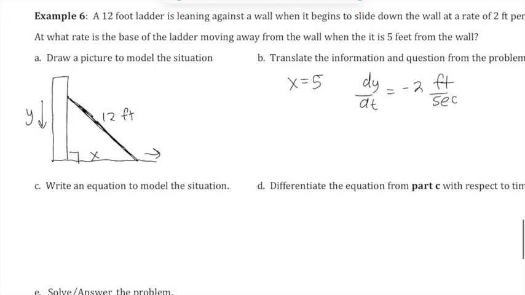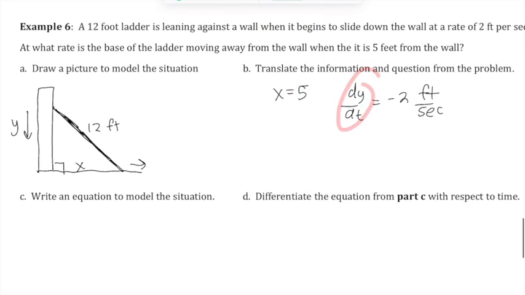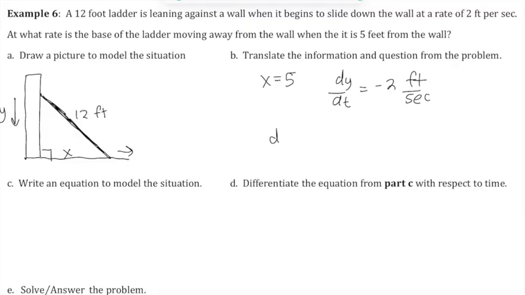And what are we looking for? We don't have y, we have x, and we have dy/dt, and it says at what rate is the base of the ladder moving? So we're trying to solve how fast it's moving this way to the right, and that is going to be dx/dt. That's what we're trying to find. The base of the ladder is the x direction.